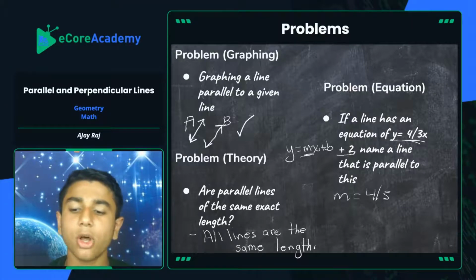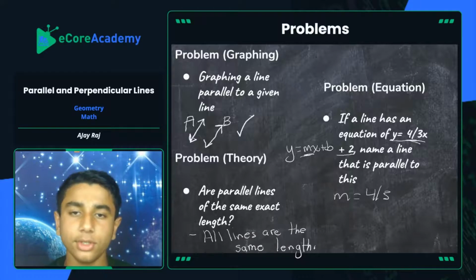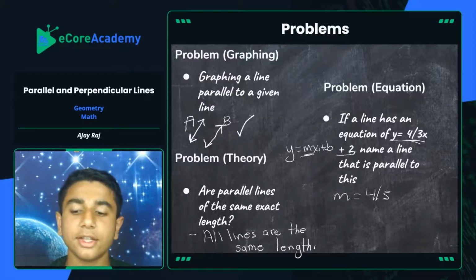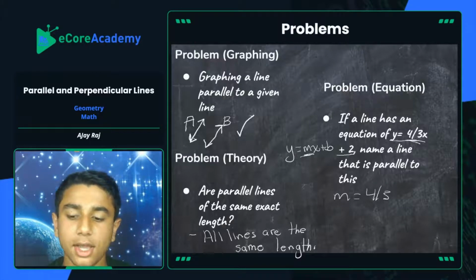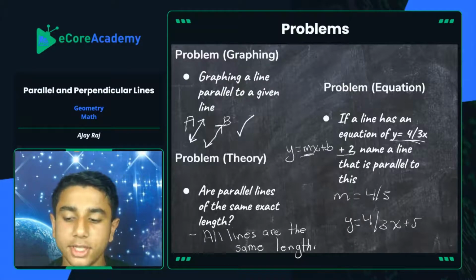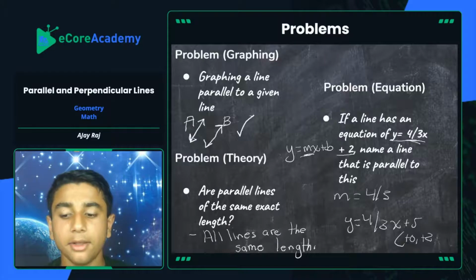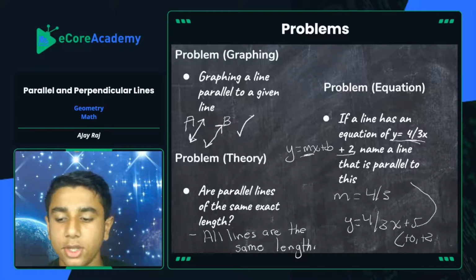So in essence, all we need to do is create an equation with y equals mx plus b that has a slope of 4/3. So we're going to make up any equation with y equals 4/3 x, and you can make up anything off the top of your head. So I'm going to say y equals 4/3 x plus 5. You don't even need to have a 5 here. You can have plus 0, plus 2, any value that can go here. And that would not change the fact that these two lines are, in fact, parallel.